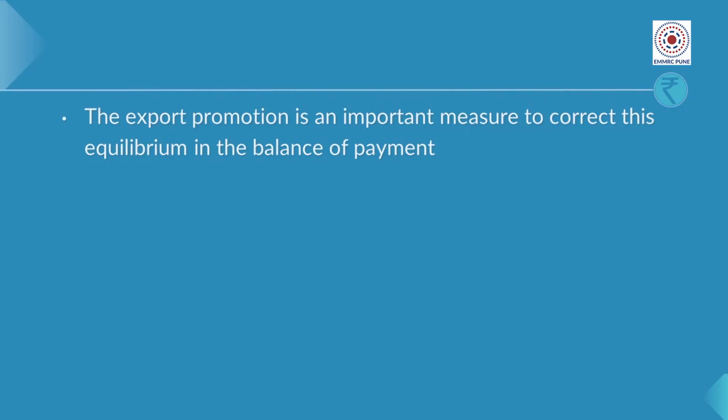The next measure is export promotion. Export promotion is an important measure to correct disequilibrium in the balance of payment. Under export promotion, the government gives motivation or incentives to exporters to increase exports, like tax incentives, credit subsidies or other money related incentives, arrangement of advertising offices and so on. These types of activities will increase exports from our country to the rest of the world.